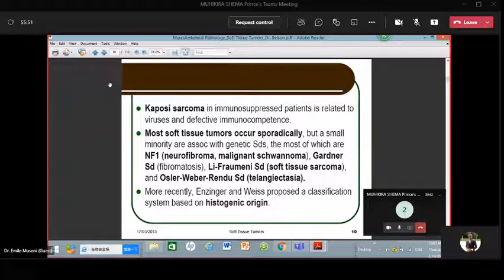He says some soft tissue tumors occur sporadically, but a small minority are associated with genetic syndromes. We have seen in general pathology that there are some genetic factors in the pathogenesis of tumors. For example, neurofibroma, malignant schwannoma, fibromatosis, there are some genetic factors related. But now it is not the time because it is very long. What you must know is that some soft tissue tumors are related to genetic factors and some mutations.